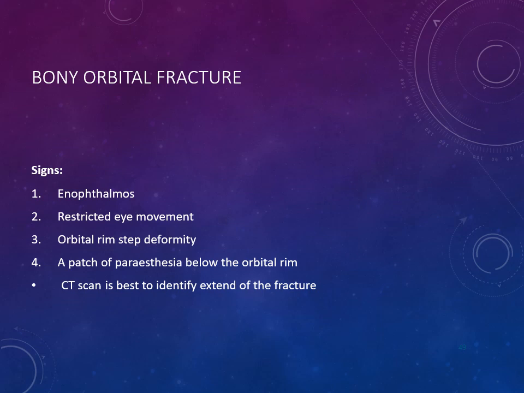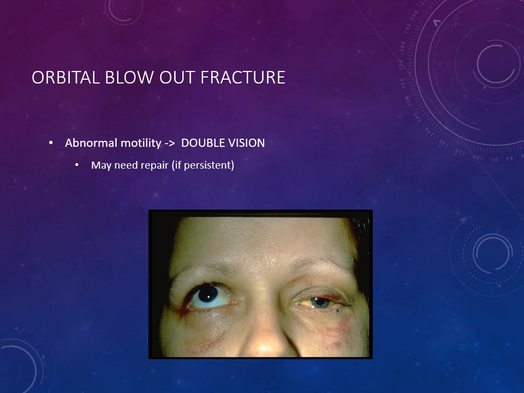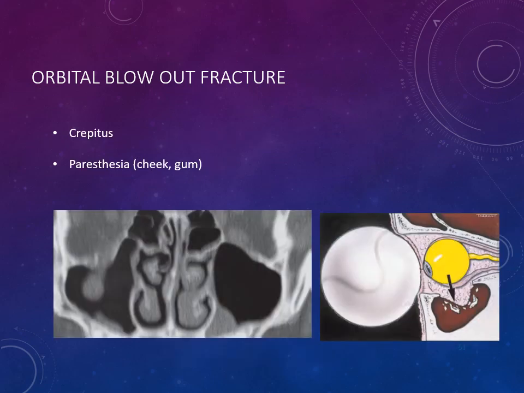When we suspect blowout fracture, we should do a CT scan to identify the extent and type of fracture. This is an example of a patient with blowout fracture after blunt trauma. The eye is enophthalmic. The patient is attempting to look up, but this eye is restricted in the upward movement. This indicates that it is entrapped inferiorly. We have entrapment of the eye inferiorly secondary to orbital floor fracture.